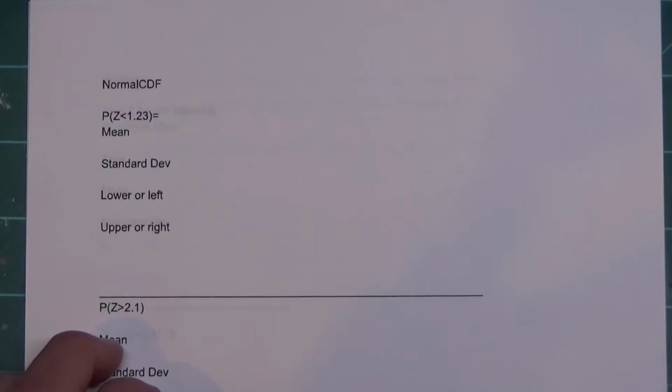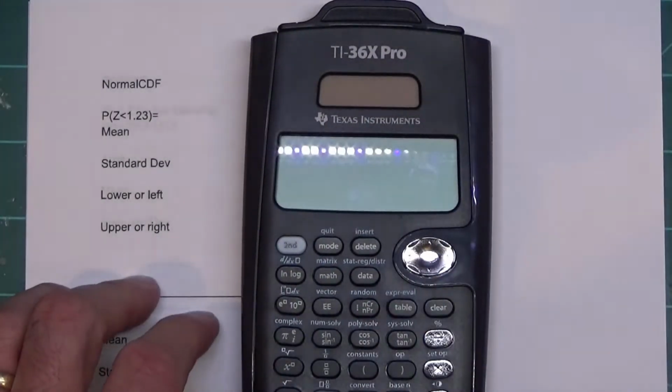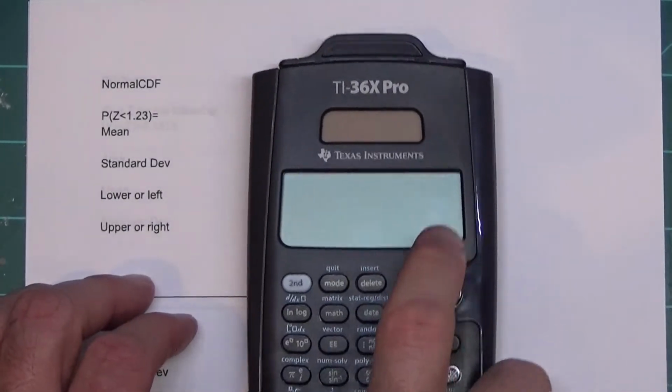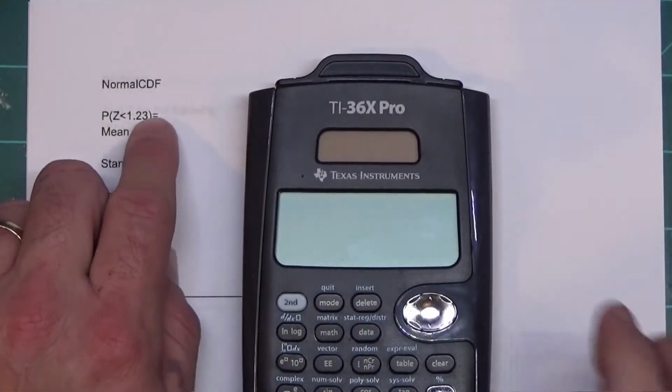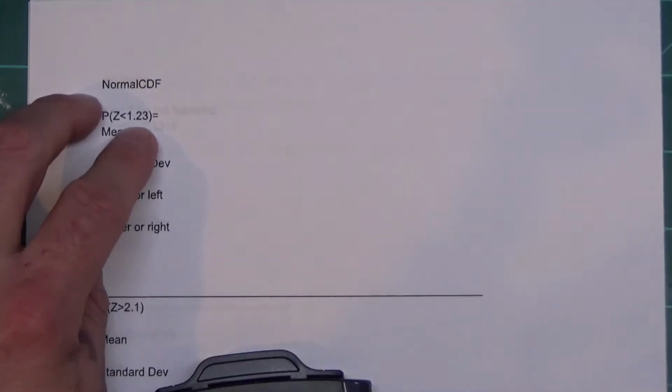Okay, we're going to work through how to do normal probabilities using a TI-36 calculator, this one right here. Okay, now the calculator command, normal CDF. The first page is going to be normal CDF.